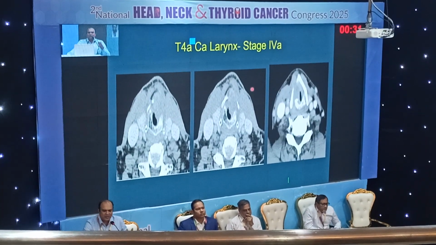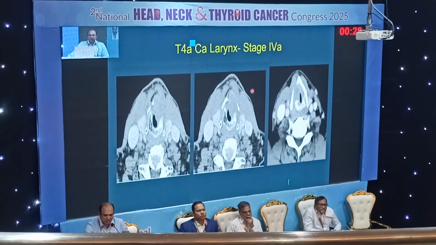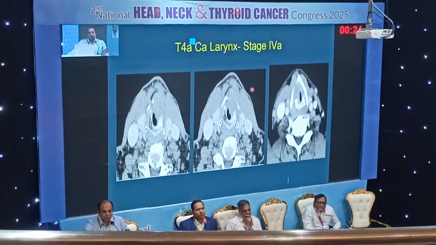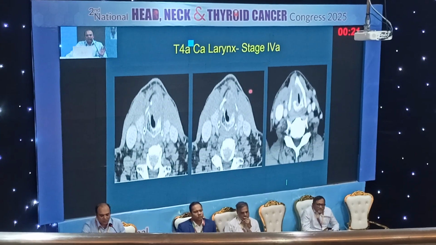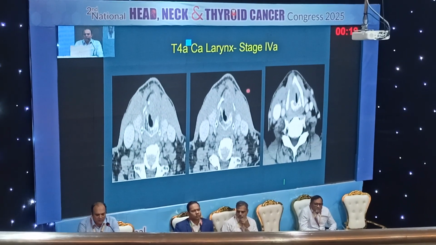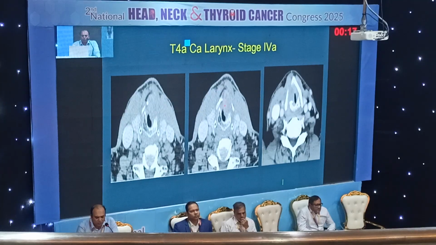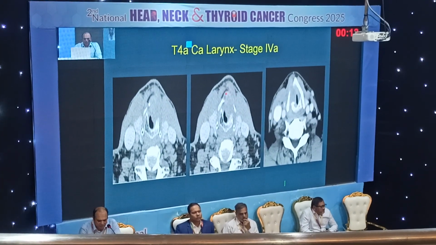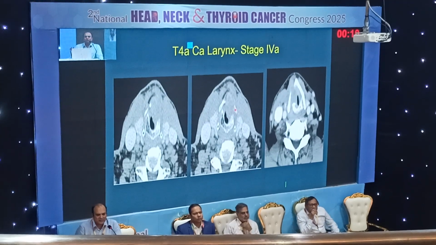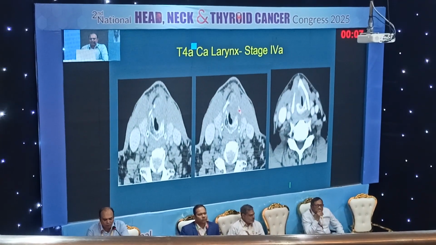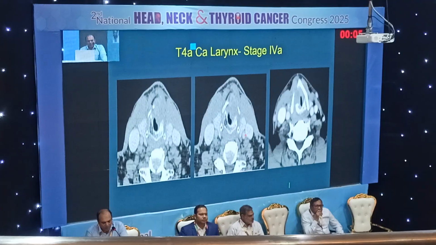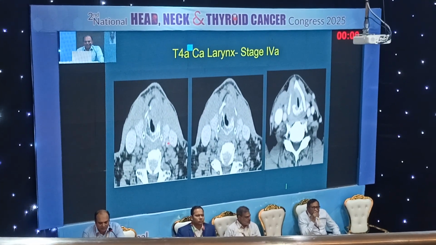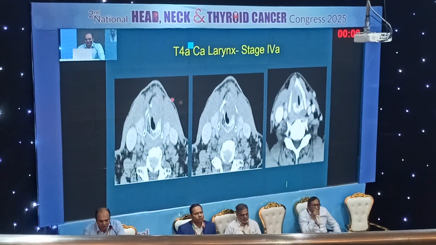So up to T3, everyone agrees that it is CTRT if the patient is in good performance status, less than 70 years, with good creatinine clearance and no aspiration. That's it. Then you take the patient for CTRT. But once the patient has through and through cartilage destruction, then that's different. So you have a lesion here. When you have a T4A disease, what are the things you have to bear in mind when you look at a CT scan? One, what about the internal carotid artery? That's number one. Second, what about the thyroid gland?